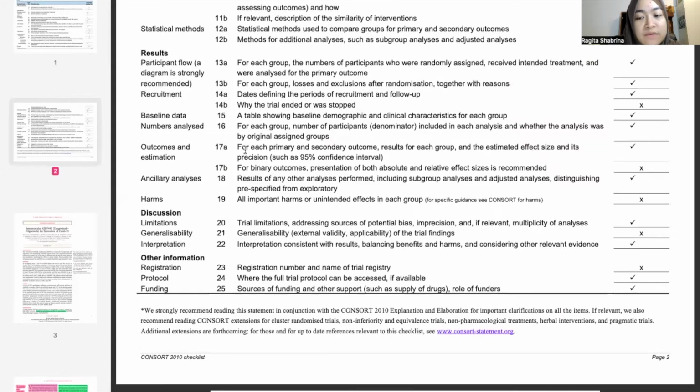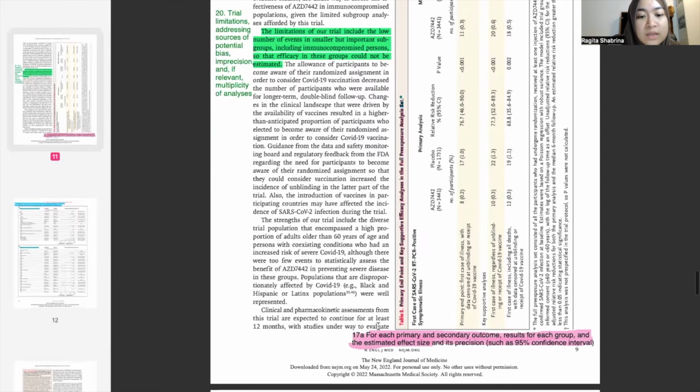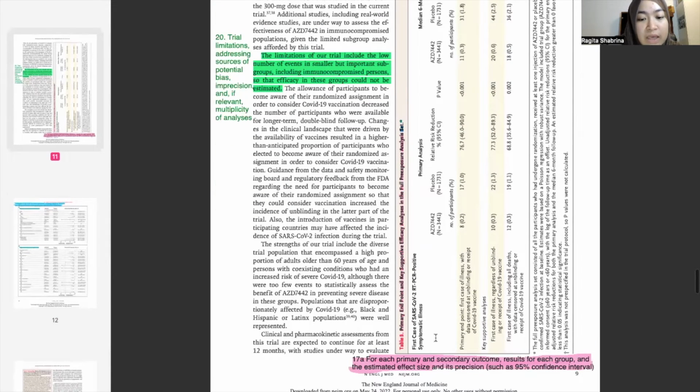This is for 17A. It means for each primary and secondary outcome, the result for each group, and the estimated effect size and its precision, such as the 95% confidence interval. So this is for the 17A.